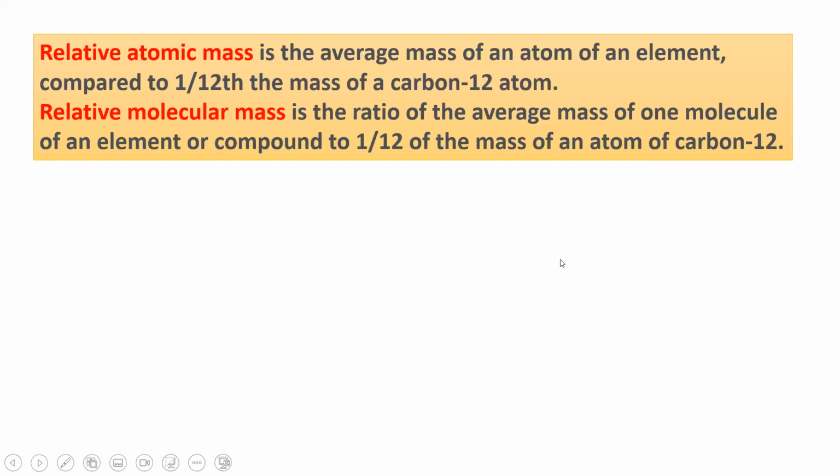Relative atomic mass is the average mass of an atom of an element compared to 1 upon 12 the mass of a carbon 12. Do you remember mass spectrometry, when we practiced how to find relative atomic mass? Yes. So this is the definition. You have to copy the two definitions.